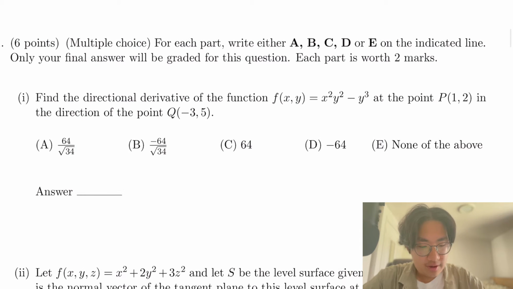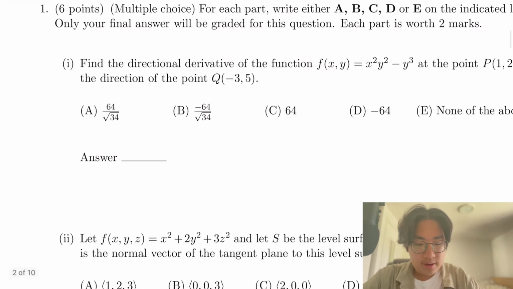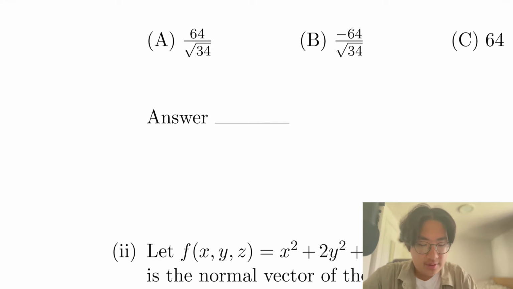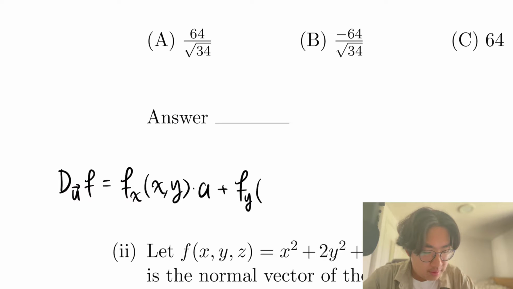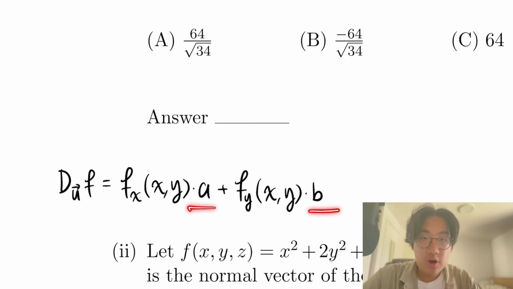So the question is we want to find the directional derivative of the function f of x y is equal to x squared y squared minus y cubed at a point in the direction of another point. So we'll first of all remind ourselves of the formula for the directional derivative. So D_u of f is equal to f sub x of x comma y times a plus f sub y of x comma y times b. Again, where a and b are the components of the unit vector u.